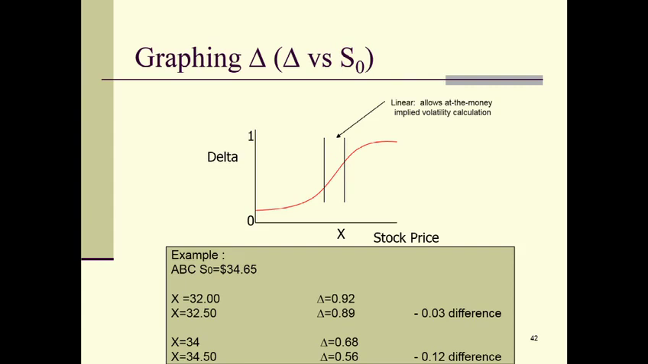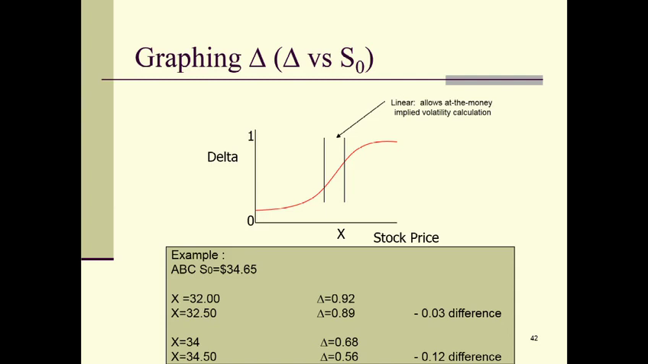You can also graph delta against the strike price. So what I have here is that if you have a stock of 34, are both these sets of options in or out of the money? Is the first set in or out of the money? In or out? This is stock price 34, strike price 32. Is this in or out of the money? I see some people saying out. Is this in or out? They're in the money, right?